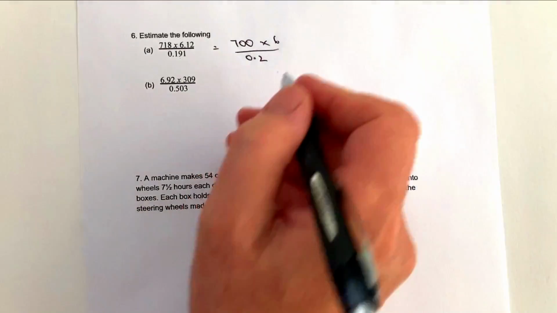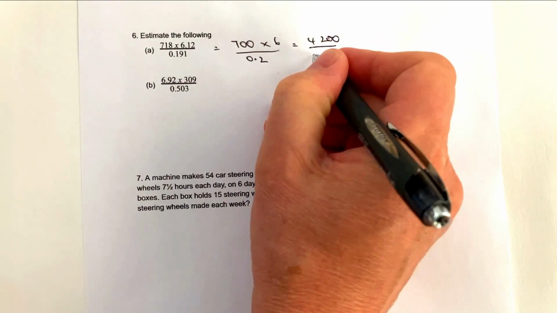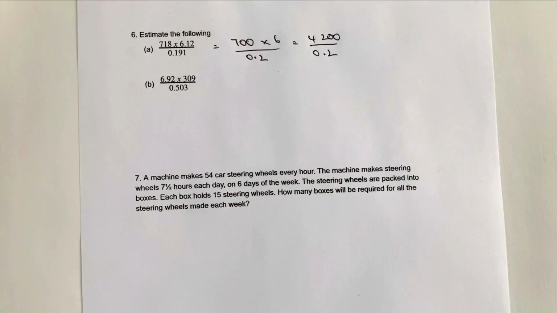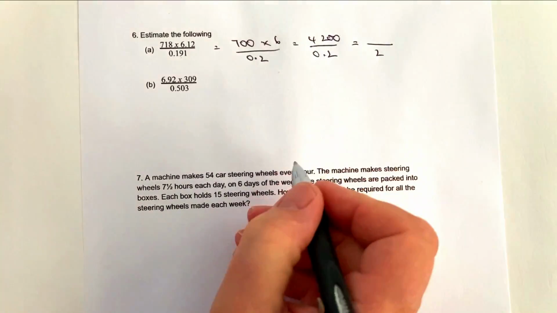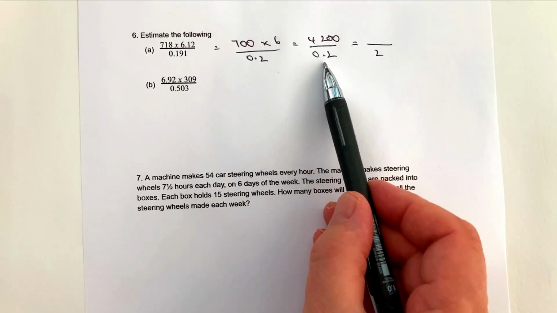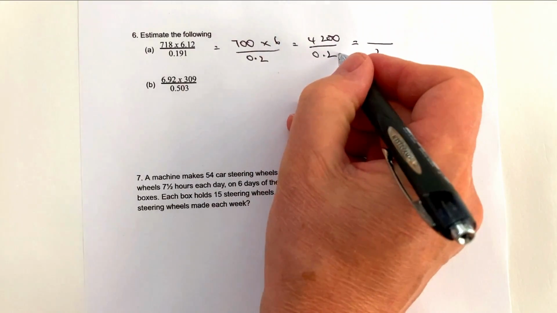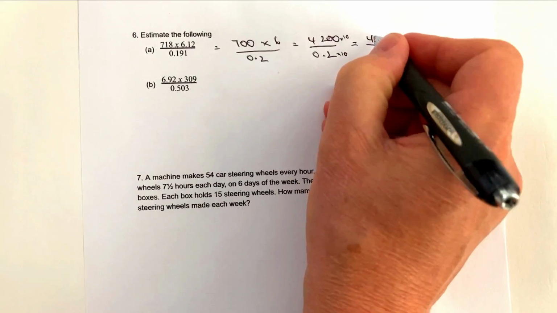Okay, so let's just work that out. I'm going to get 4,200 divided by 0.2. It's a bit tricky, but basically what I would do is multiply top and bottom by 10. Now, if I do that, it means the bottom becomes 2. It's an awful lot easier to divide by 2 than it is to divide by 0.2. So I'm happy with that. And all I've done is I've really multiplied that by 10. So I'm going to multiply this top one by 10 by adding a 0 on the end.